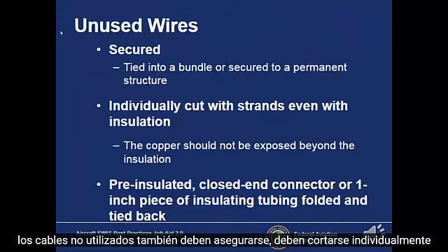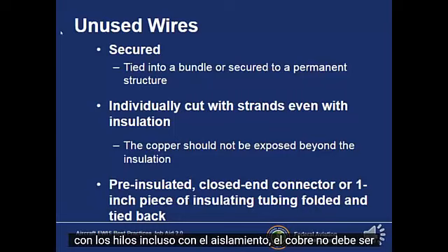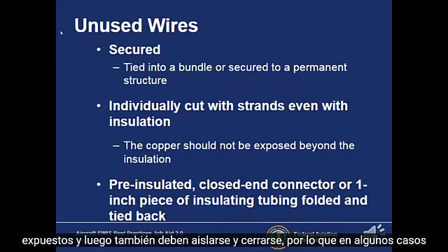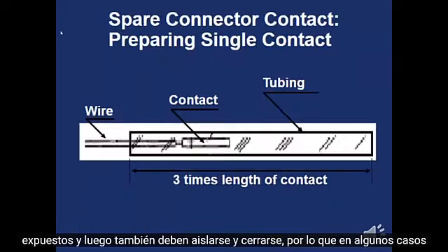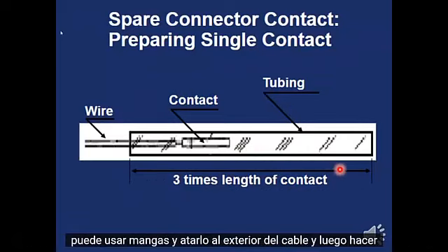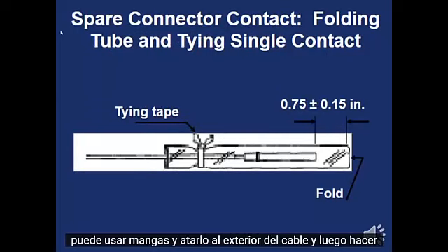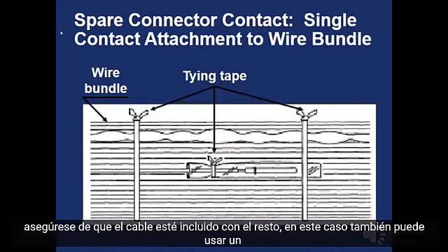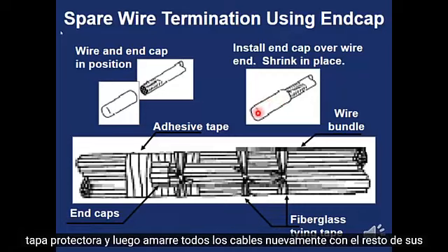We talked about unused wires as well. They need to be secured. They need to be individually cut with the strands, even with the insulation. The copper should not be exposed. And then they should also be insulated and closed. So, in some cases you can use sleeving and tie it back to the outside of the wire, and then make sure that the wire is bundled in with the rest. In this case, you can also use a protective cap and then tie the wires all back in with the rest of their bundle.